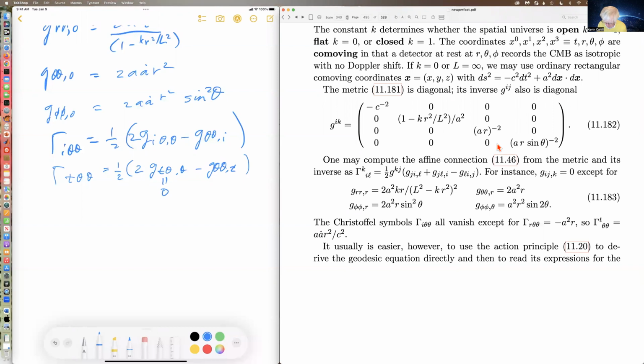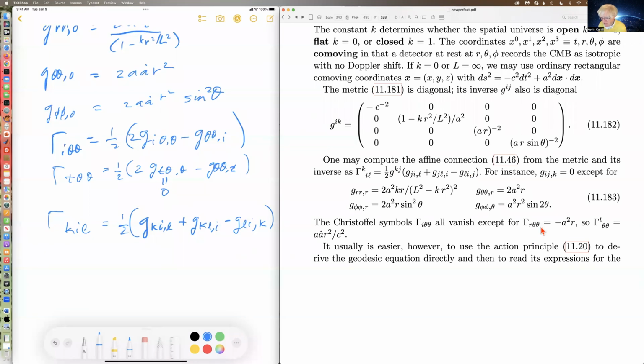Let me just remind you of what the formula is. So gamma K I L is 1/2 times all 3 of these: G K I comma L plus G K L comma I minus G L I comma K. So that's what the Christoffel symbol of the first kind is.